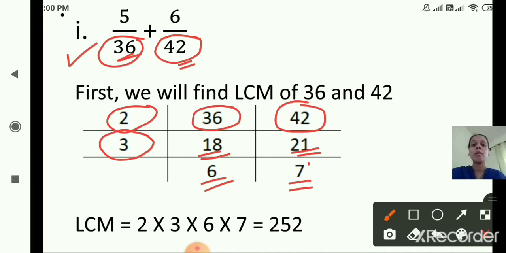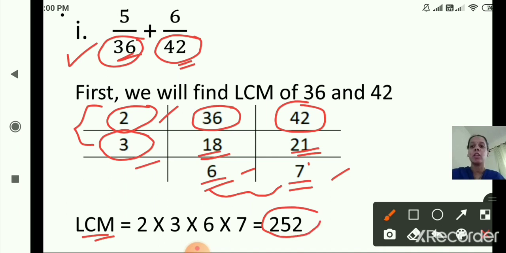Now how will you find LCM, that is least common multiple? You will multiply all the factors. See here, this is 2, here it is 3, here it is 6, and here it is 7. So you will multiply all these factors, and you will get LCM. LCM is equal to 2 multiplied by 3 multiplied by 6 multiplied by 7. As you multiply all these numbers, you will get the answer 252. So the LCM of 36 and 42 is 252, right?